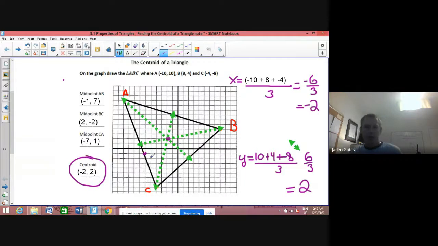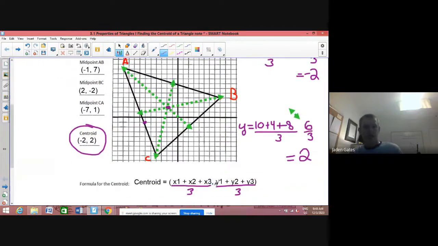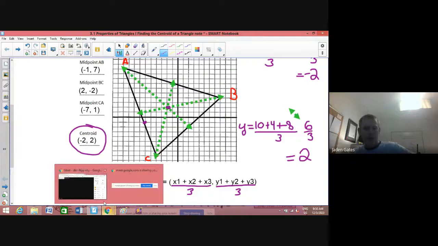All right, so if you want to find the centroid, you add up the x coordinates and divide by 3 because there's 3 of them, and the same thing with your y coordinates. And that's how you find the centroid of a triangle.